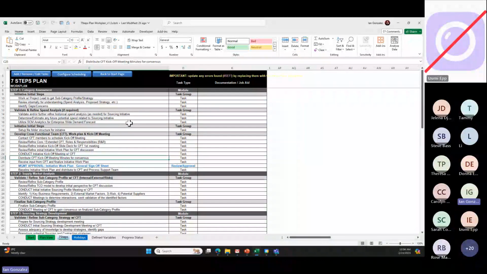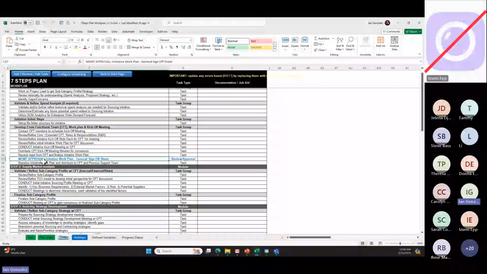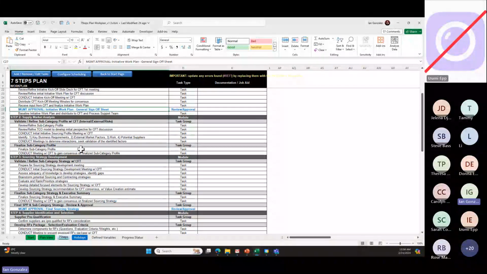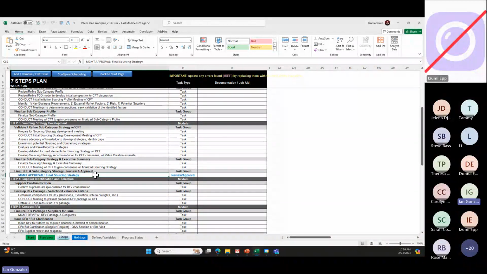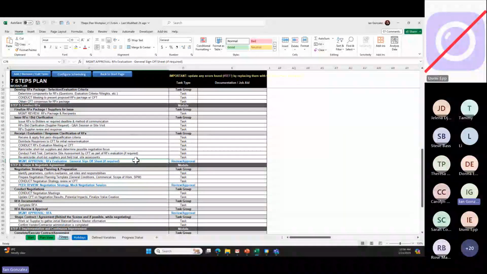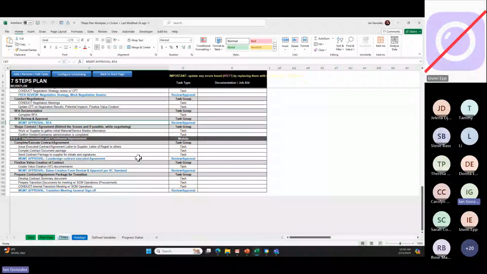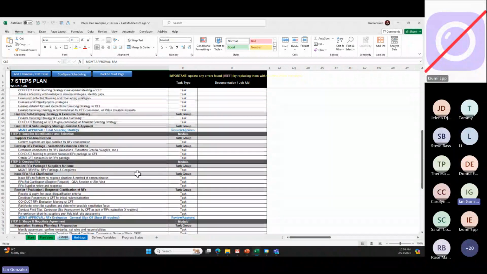So these are the checks and balances. There's one in step 1 over here, at least in this plan, where you get approval for your work plan. This plan, the 7 steps plan. There's an approval for your sourcing strategy. There's an approval for RFX evaluation, peer review or negotiation strategy. Of course, the approval for the RFA. So it's up to you how many approval steps you want.